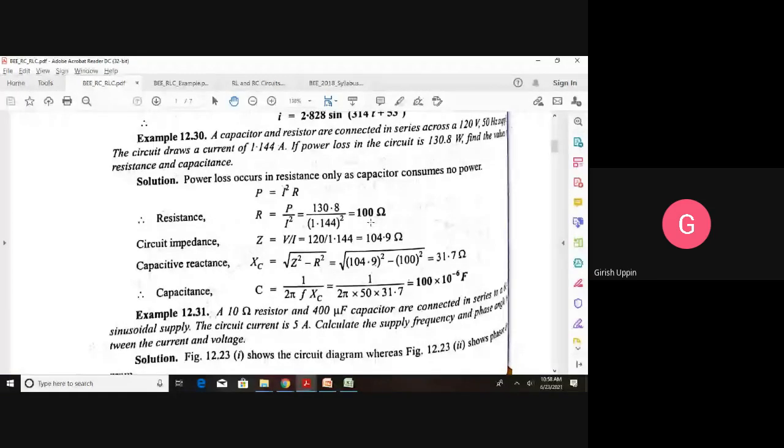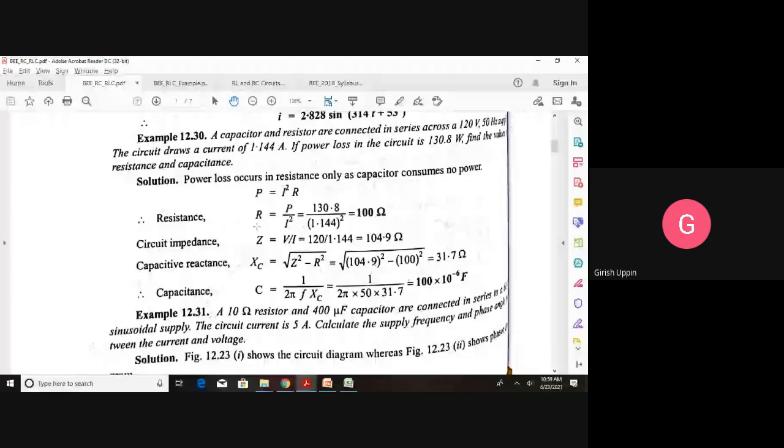Now we have to find capacitance. Even before we find the capacitance, we have to find the Xc, that is the capacitive reactance. Once we find the capacitive reactance, Xc is equal to 1 upon 2 pi Fc. F is given, so we can calculate C, that is the capacitance. Now, we know R, then what is the equation? Z is equal to square root of R square plus Xc square. Xc we have to find, R is known, but Z is not known.